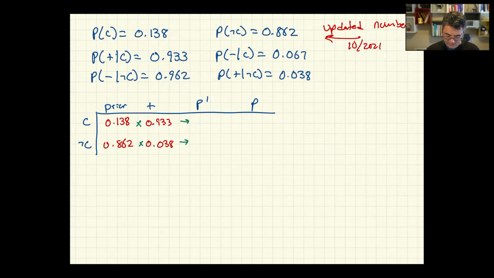Okay, 0.138 times 0.933 is 0.129. And then 0.862 times 0.038 is 0.0328. We'll add those together. 0.1618.